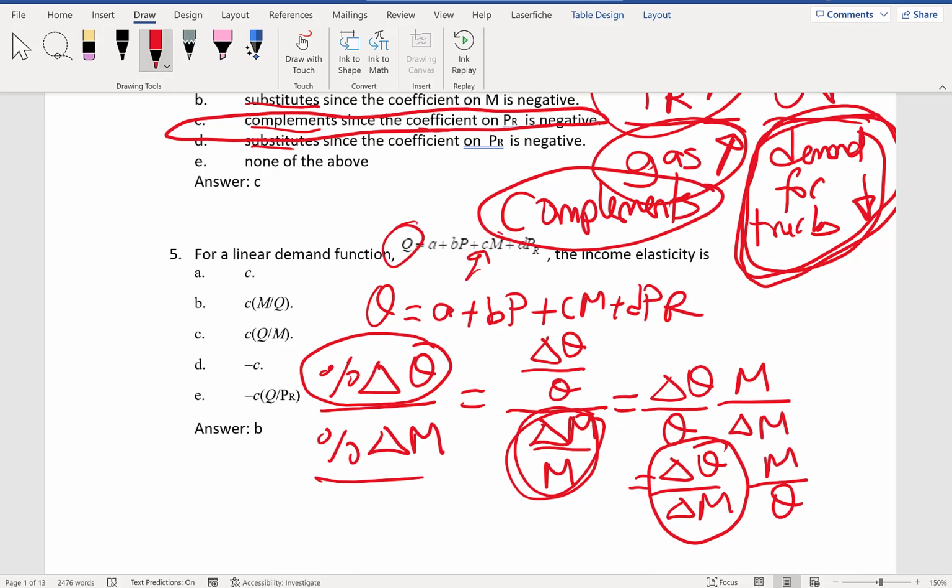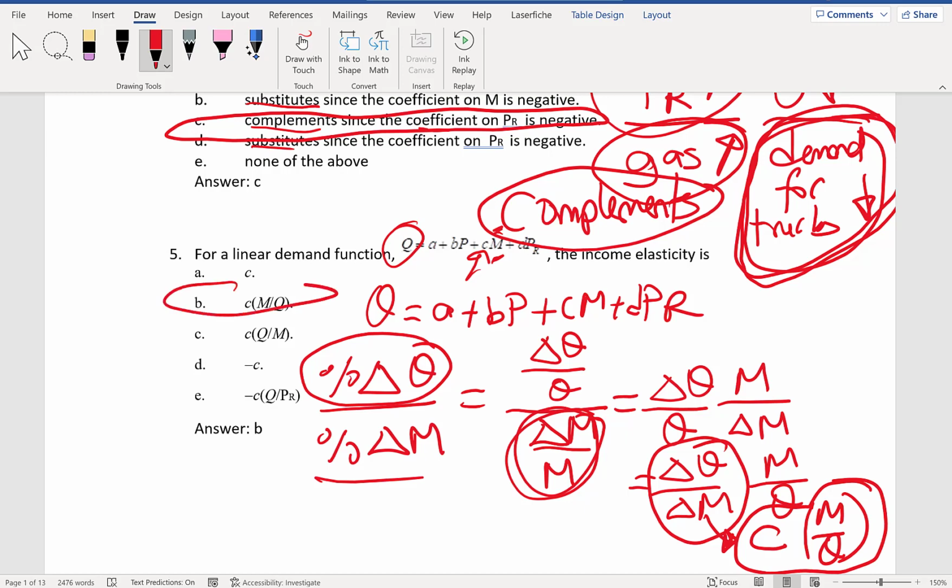Delta Q over delta M is the change in quantity as a response to a 1 unit change in M. So what are you going to see? Not 1%, but 1 unit. So this delta Q over delta M is C, and the elasticity is C times M over Q. So if you forget the formula, you can easily derive it.